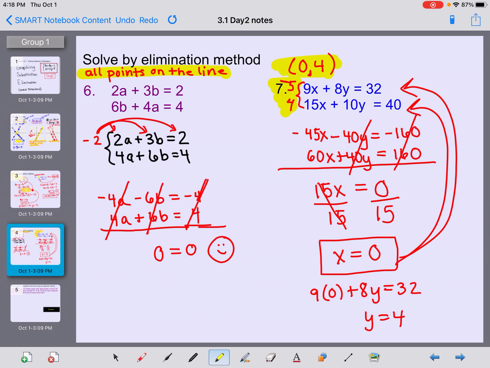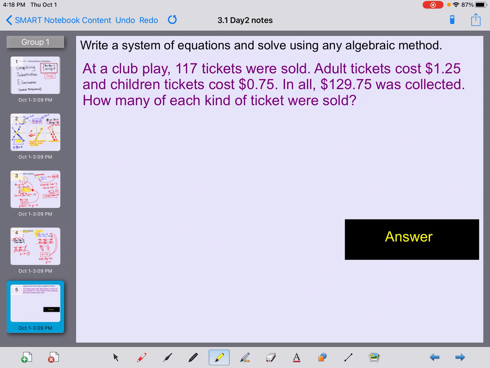All right, last thing we're going to do is a word problem. So you're going to write a system of equations and solve it using any method you want to. I don't recommend graphing method, so substitution method or elimination method. Make sure you set up the system and then show all your work to solve it. So go ahead, pause the video, read the question, try to solve it, and then I'll show you the answer.